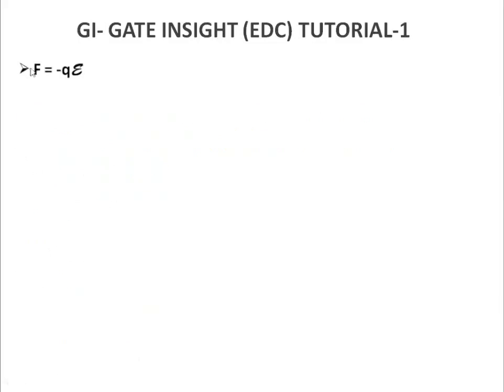Now the force is equal to minus Q into E. That was the force experienced by the electron when the electron is placed in an electric field. And the negative sign here represents that the force is in the direction opposite to the electric field. Here Q is the charge and E is the electric field. And the velocity of electron, small v, is equal to square root of 2QV divided by m. Here Q is the charge, capital V is the potential, m is the mass of electron.